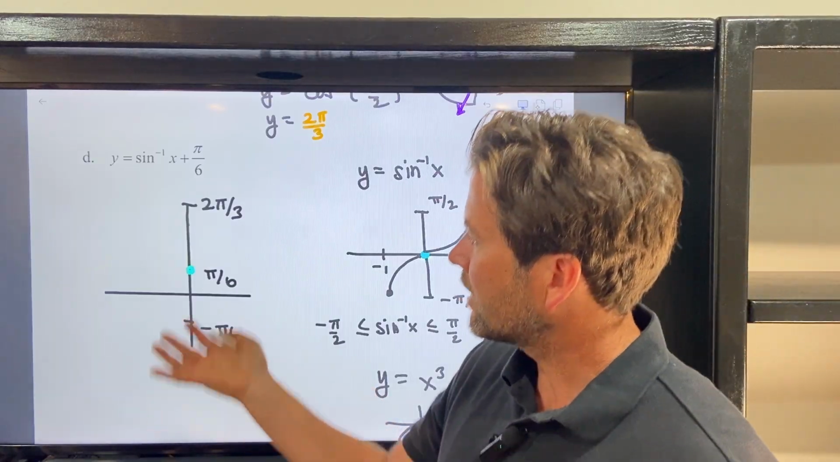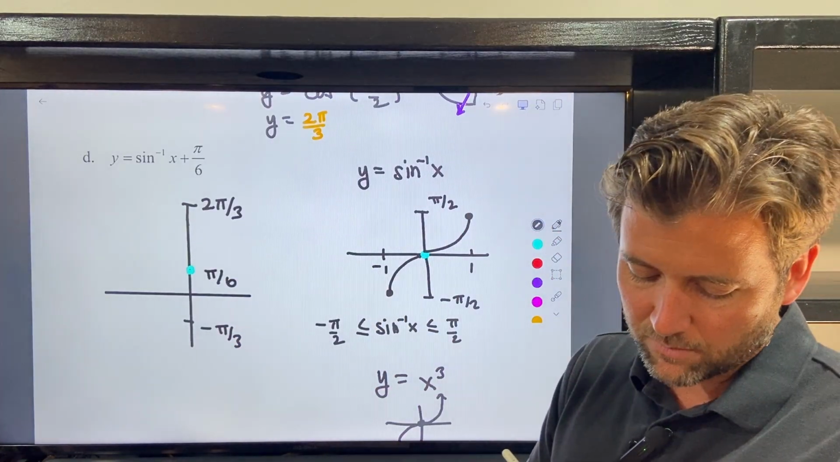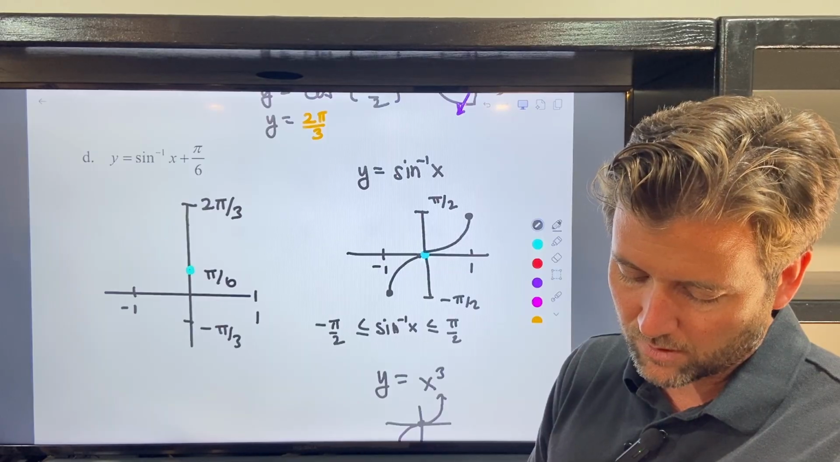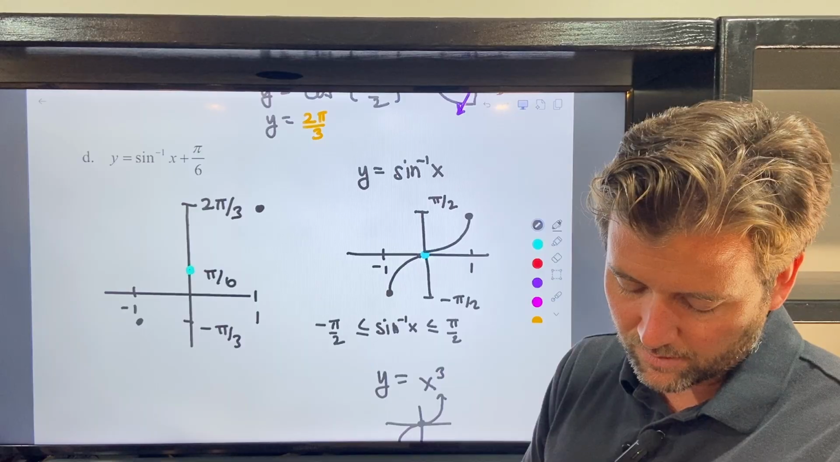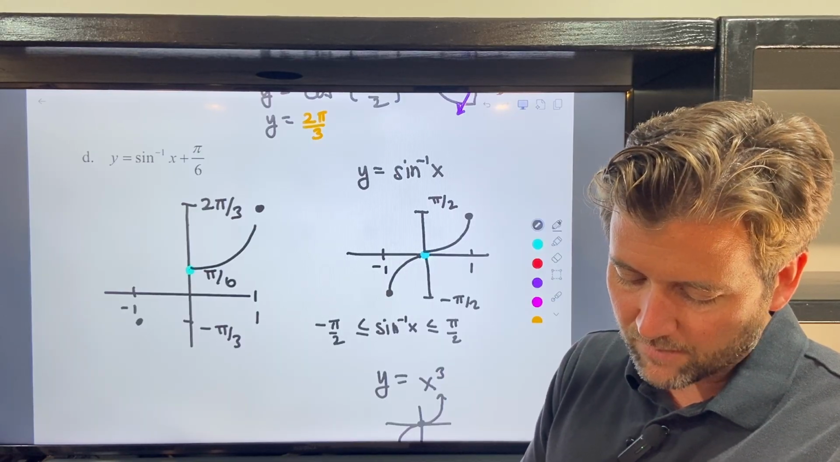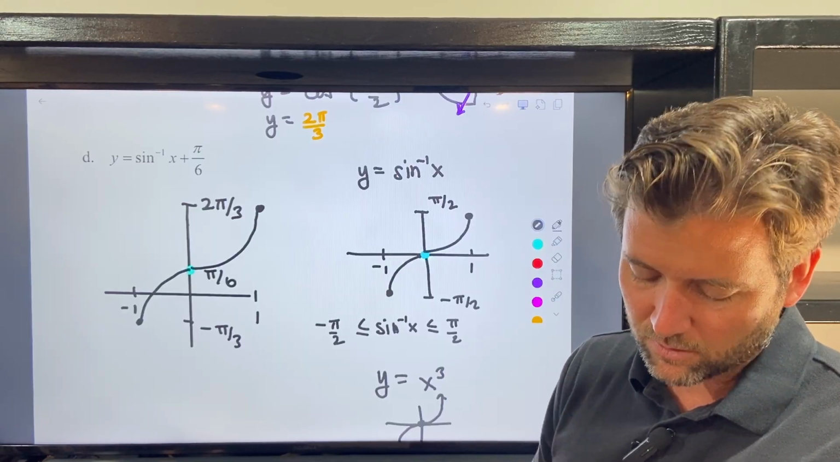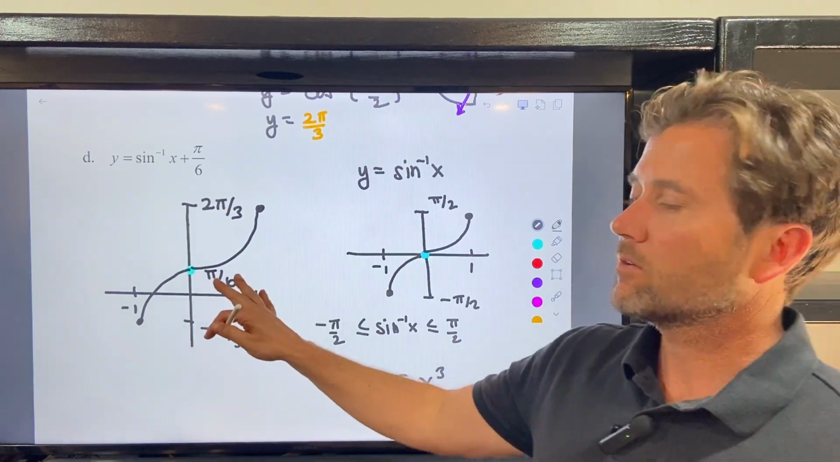Now if I'm moving the graph up, the domain's not going to change. It's still going to be negative 1 to 1. I'm putting my endpoint here and my endpoint there. Got to remember the concavity looks like negative x cubed. This is my final answer.